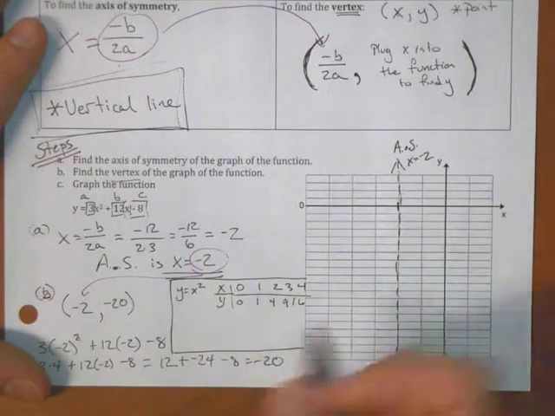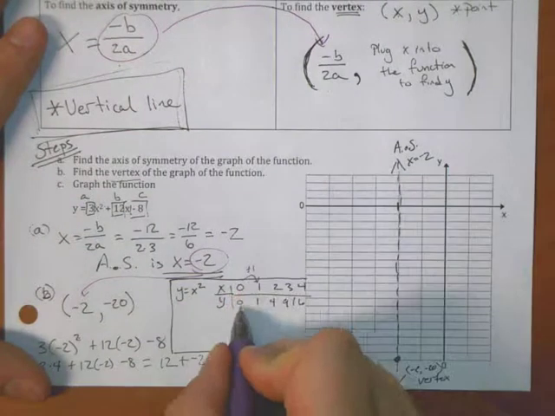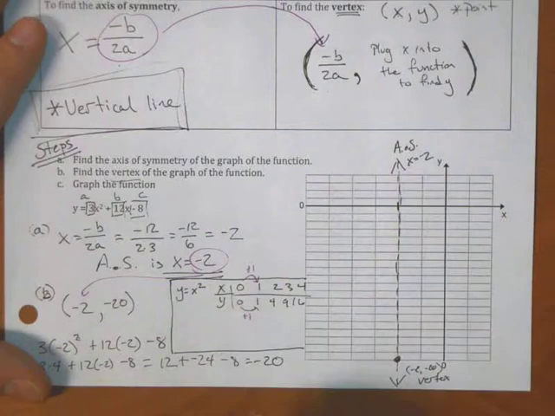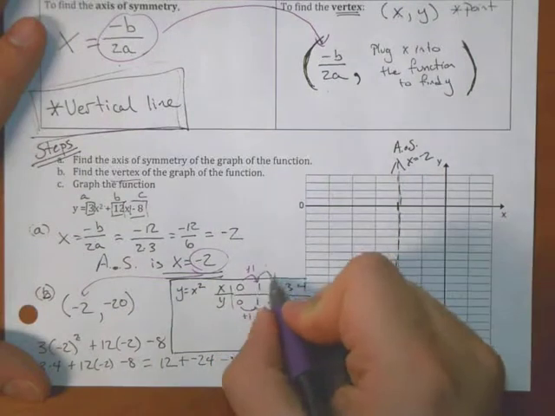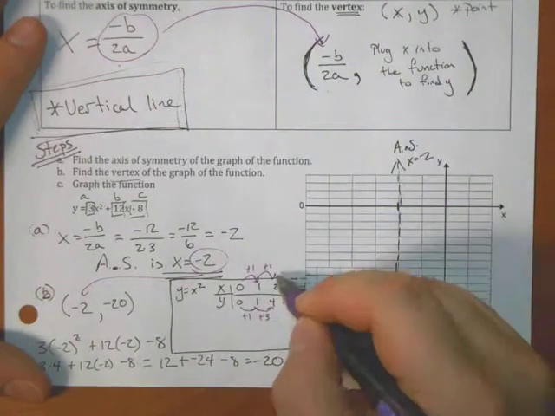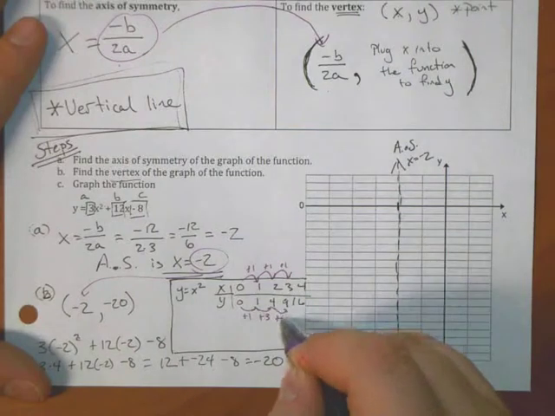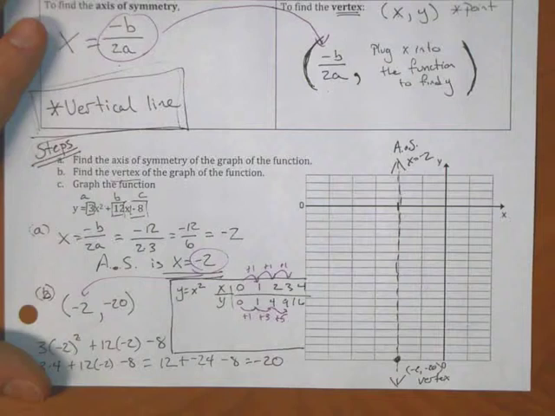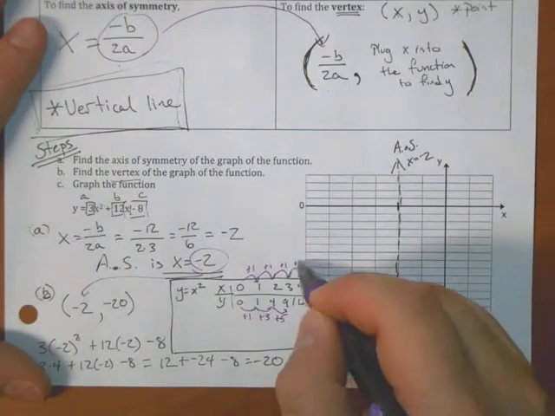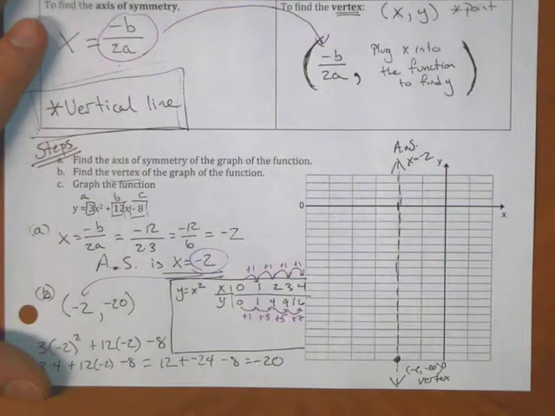So the parent function, I'm going to look at how y changes. As x goes up 1, y starts by going up 1. As x goes up 1, how does y go up the second time? 3. Okay, how about as x goes up another 1? Up by 5. How about when x goes up yet another 1? 7. It goes up by 7 as x goes up by 1.